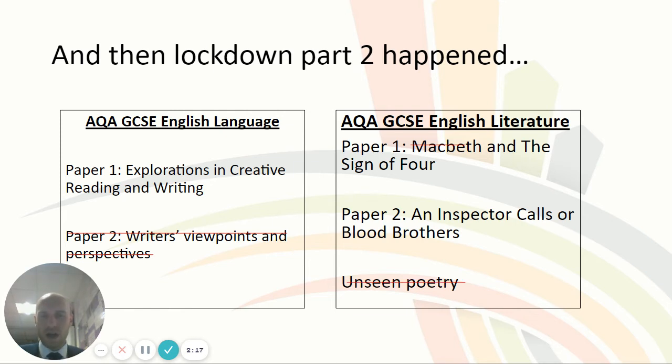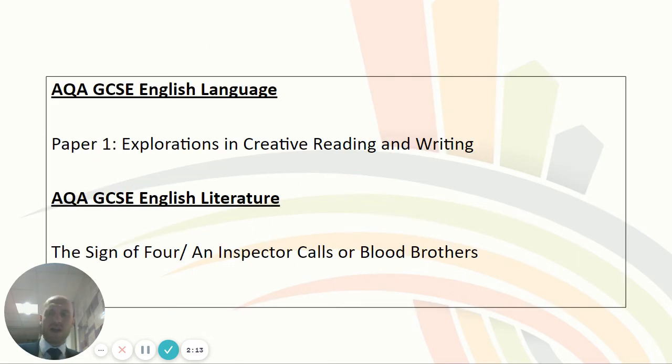And we are now getting rid of unseen poetry. So that means now students will be assessed in explorations in creative reading and writing in their English language. And in terms of GCSE English literature, they'll be looking at The Sign of the Four, and An Inspector Calls or Blood Brothers, depending which text they studied out of those two.